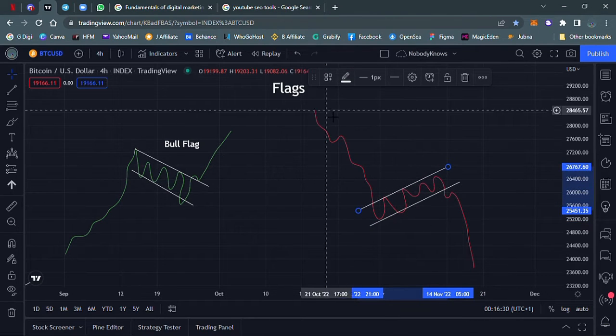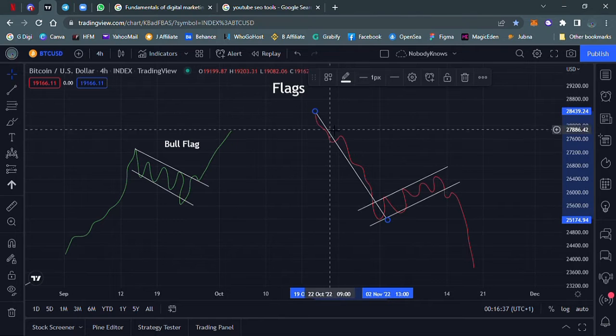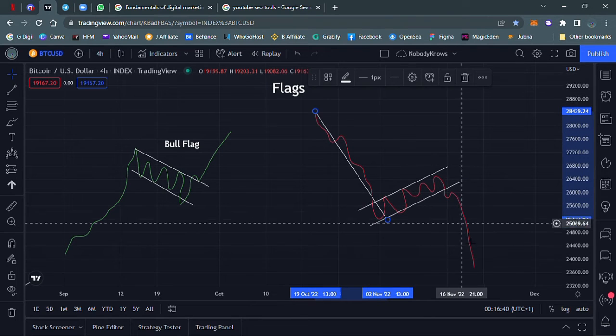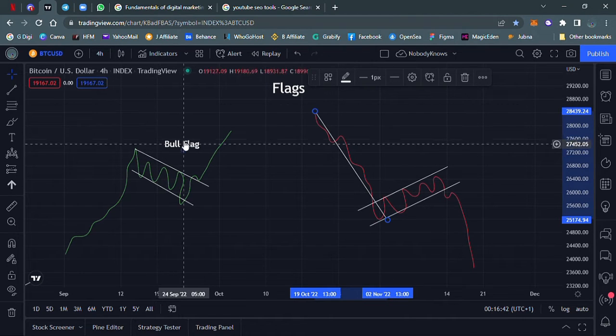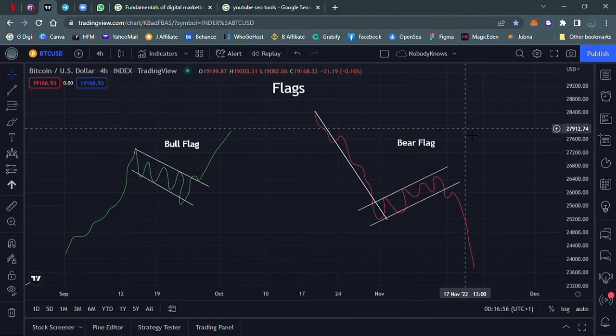So now this is the pole. This is the pole of the flag. You see the pole, the flag, and then continues to go down. So a bull flag and a bear flag. Alright, now we have a bull flag and a bear flag. You get that, yeah? You get me?